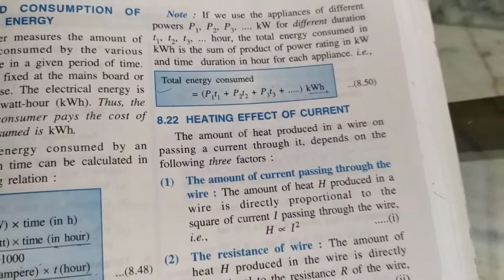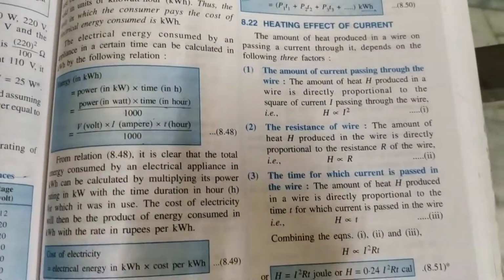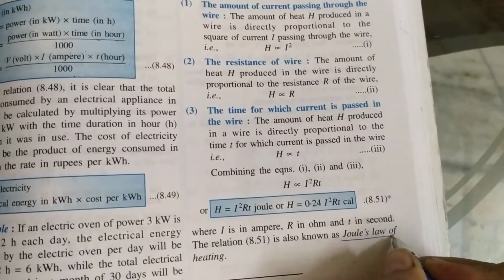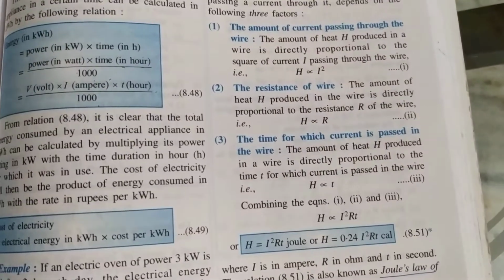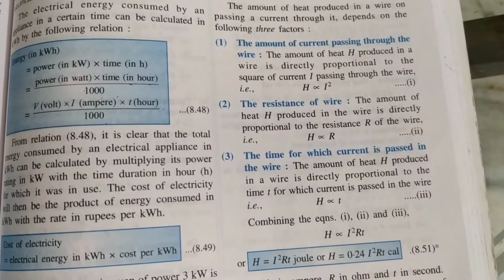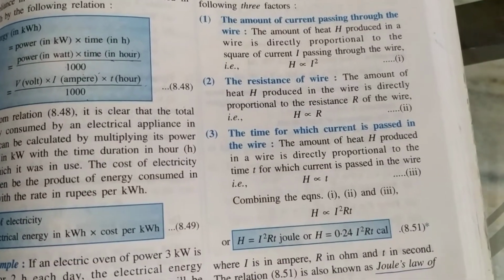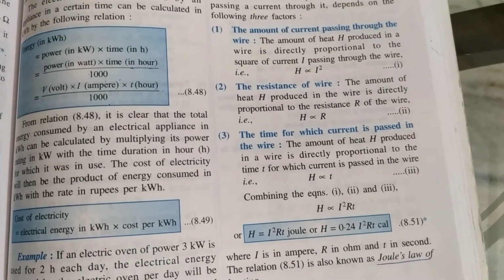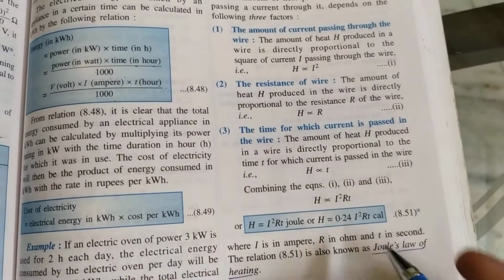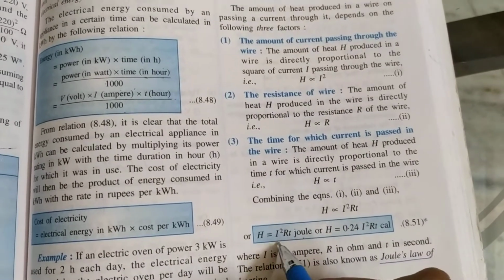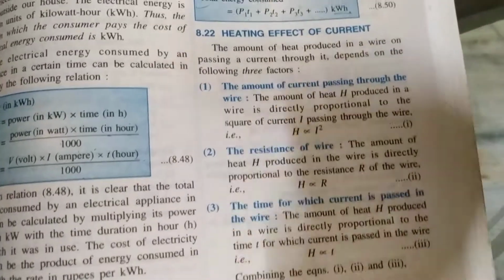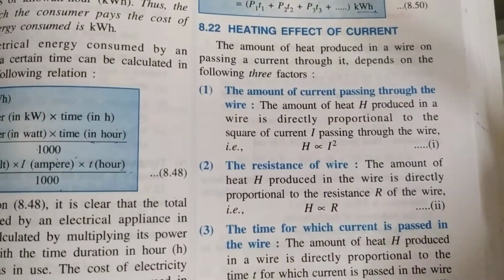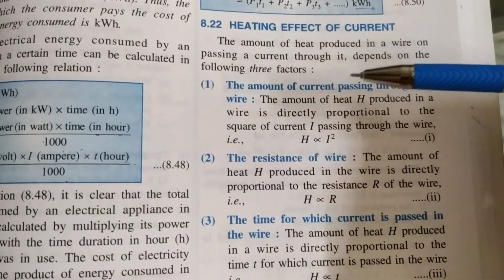The last topic of this chapter is Joule's law of heating. Firstly, mark it. Its name is Joule's law of heating. Now what does this law tell us? The formula is the same as one formula of work done or electrical power. We have calculated I square RT, but this is called Joule's law of heating because Joule also gave this formula for the heat produced in a wire whenever current passes through it.